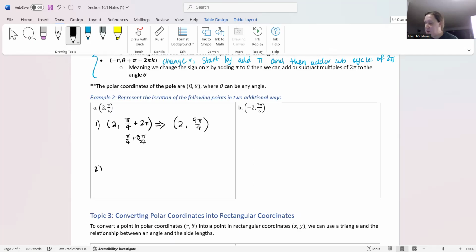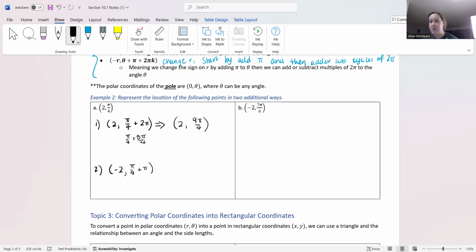Okay, now for our second point, just to be fun, let's switch the sign on R. So we're going to make R now negative 2. And if you change the sign on R, you first add or subtract just pi, and then you can add or subtract cycles of 2 pi. So we're going to take pi over 4. We're going to add just plain old pi, okay? So that's going to put us on that same line, basically. So just pi radians, and then we can switch the sign on R.